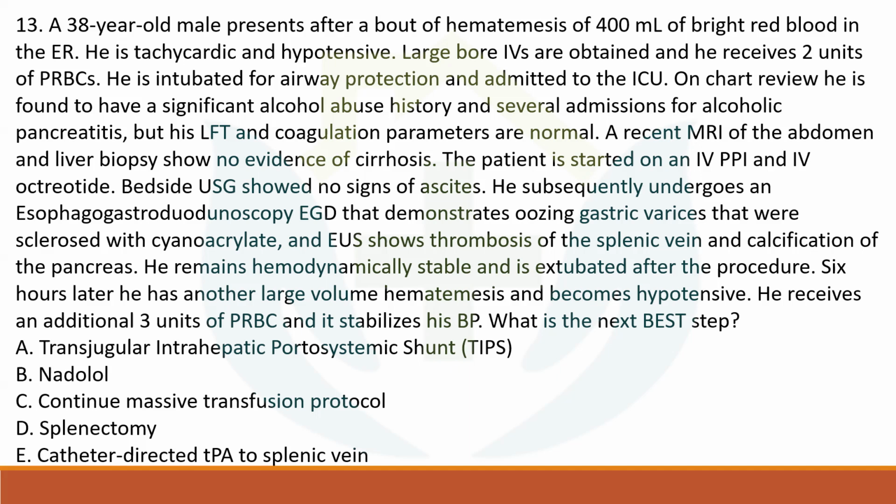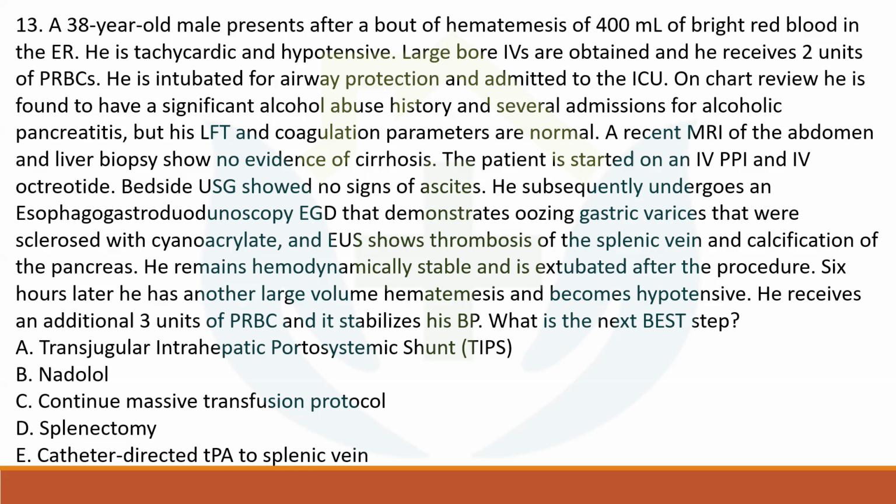Patient started on IV PPI, IV octreotide. Bedside USG showed no signs of ascites. Subsequently he undergoes esophagogastroduodenoscopy that demonstrates oozing gastric varices that were sclerosed with cyanoacrylate, and EUS shows thrombosis of the splenic vein and calcification of the pancreas. He remains hemodynamically stable, extubated. 6 hours later, he has another large volume hematemesis, becomes hypotensive. He receives an additional 3 units, which stabilizes his blood pressure.